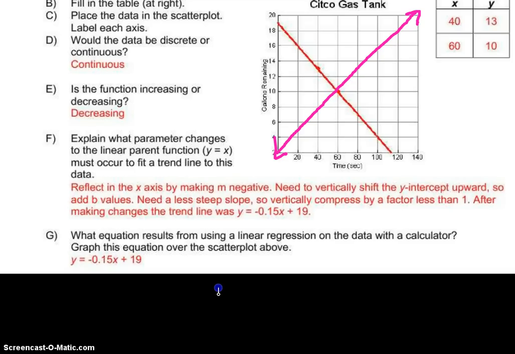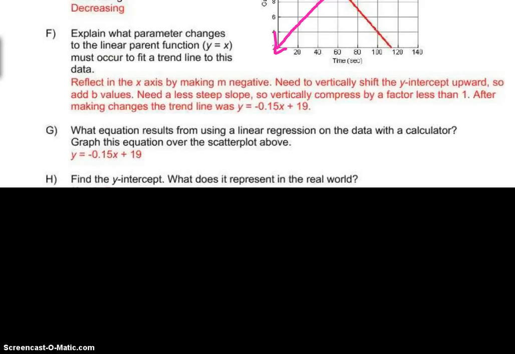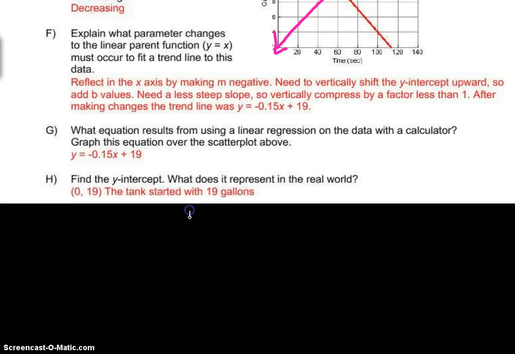So now let's look at H and I. H says I want you to find the y-intercept and what does it represent in the real world. Well, based on the information for G, what number is my y-intercept? You should have said 19. So the coordinate point is 0, 19. So what is that going to represent in the real world? You should have said that the tank is going to start with 19 gallons. That's how much I started with. At 0 seconds, when I have not unplugged anything, I started with 19 gallons.